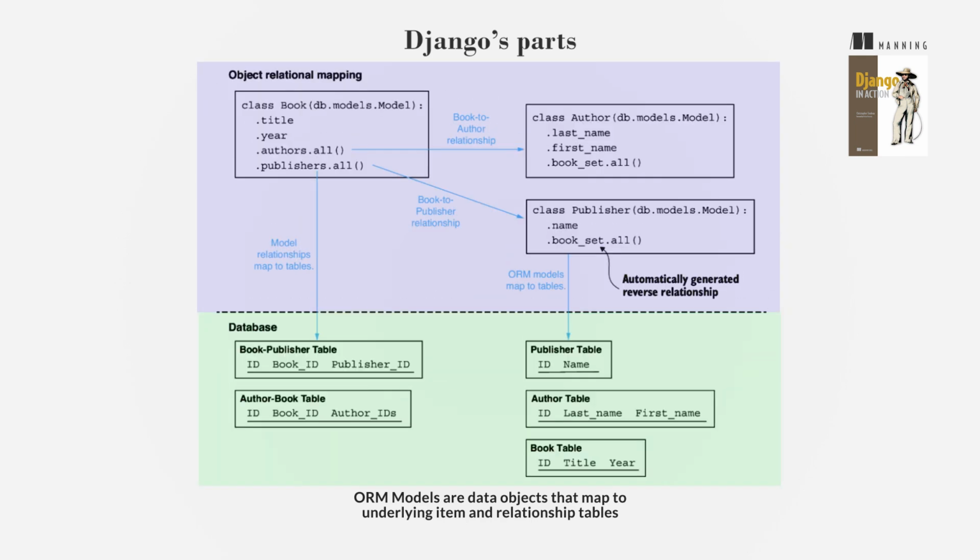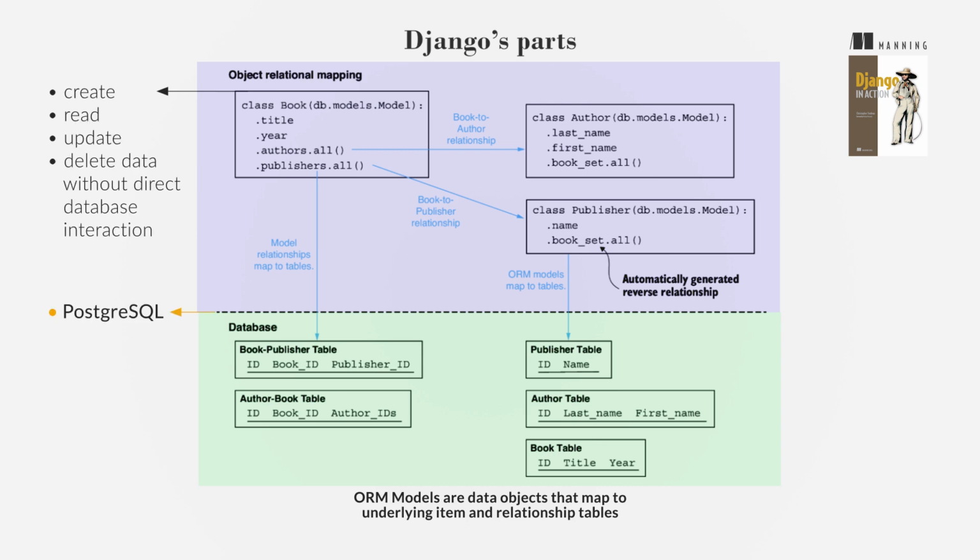Django's ORM abstracts database interactions, making it easy to create, read, update, and delete data without direct database interaction. It supports multiple databases, including PostgreSQL, MySQL, and SQLite, and can be extended to others.